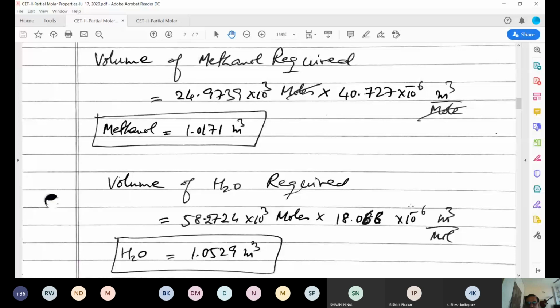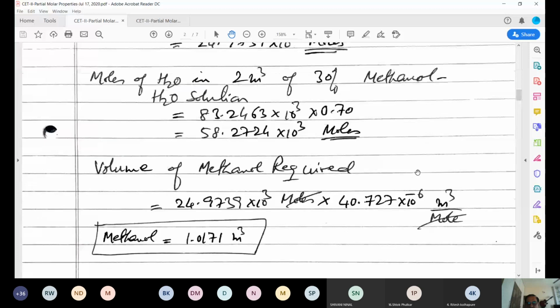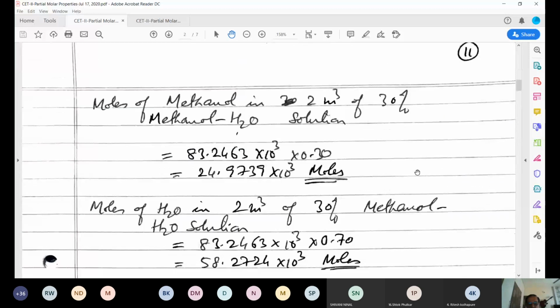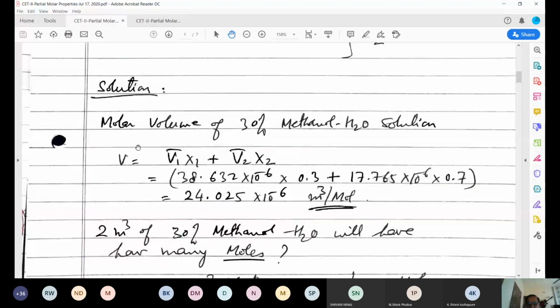तो हमने क्या किया पहले, फर्स्ट वी फाइंड आउट कि मिक्सचर मोलर वॉल्यूम क्या है. This is mixture molar volume, right? Solution molar volume. And for that we need to use partial molar volume into mole fraction. ये हमने derive किया था. So that tells me कि mixture molar volume क्या है. So 1 mole of 30% solution will have 24.025 10 to the power minus 6 cubic meters volume. This is mixture volume per mole.